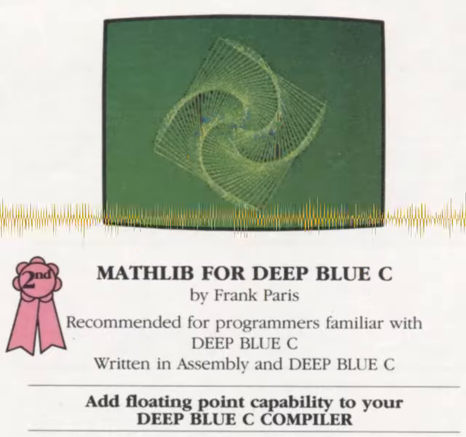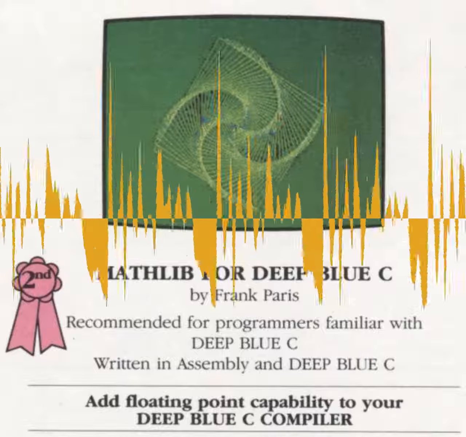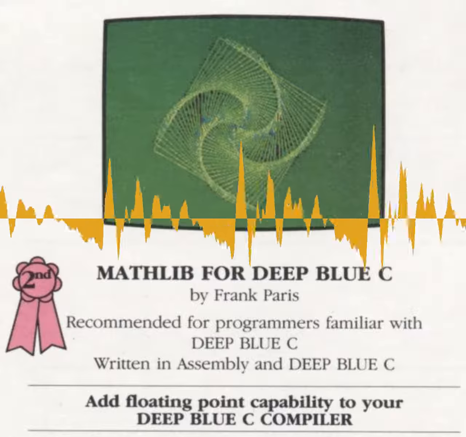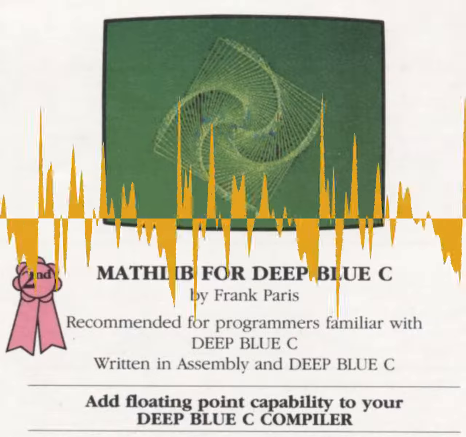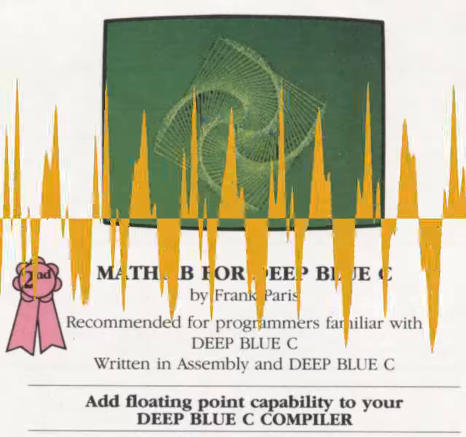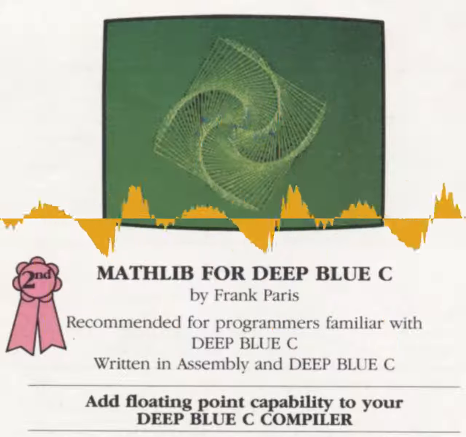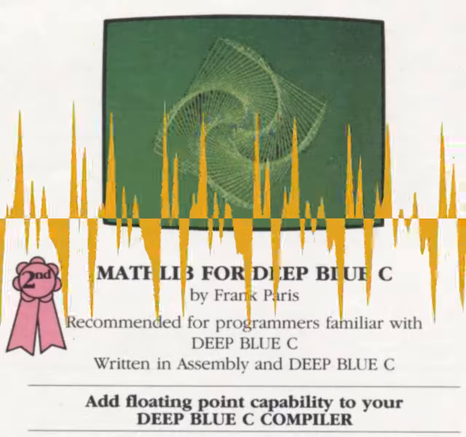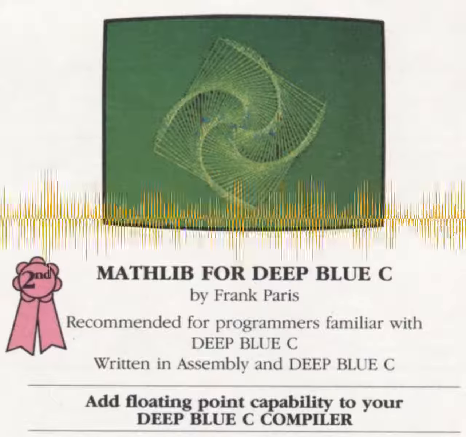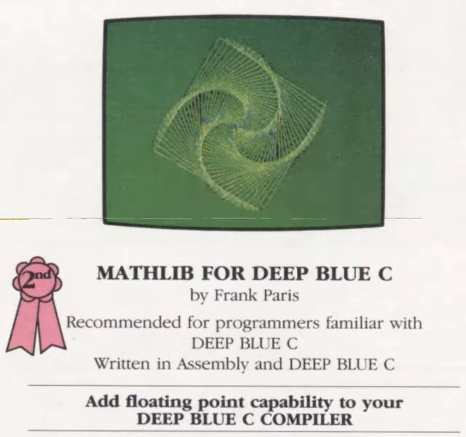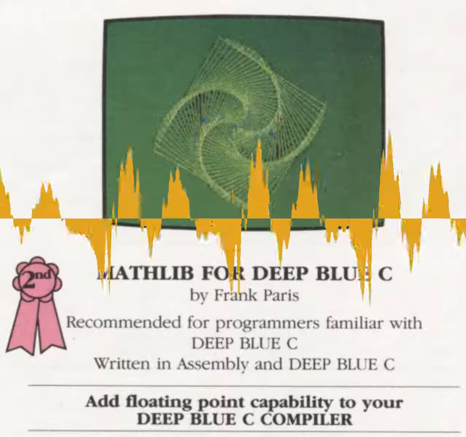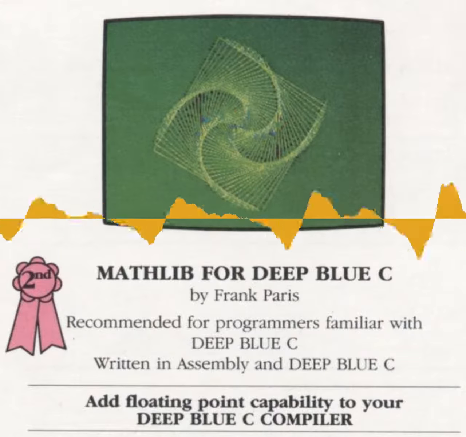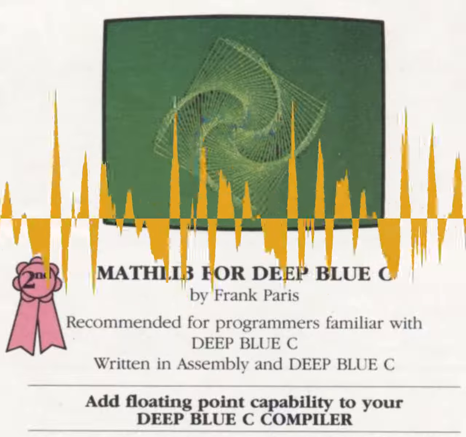I'm Kevin Savitz. Frank Paris wrote Mathlib for Deep Blue Sea, a library of floating-point functions for use with the Deep Blue Sea programming language. Mathlib first appeared in the fall 1983 APX catalog, where it won second prize in the Systems/Telecommunications category. The Deep Blue Sea compiler was written by John Palevich, whom I previously interviewed. I'm going to read its entry from the APX catalog.